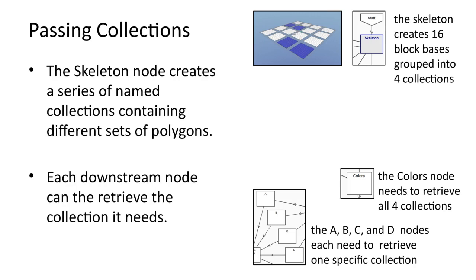Let's focus on the data being passed from the skeleton node down to the other downstream nodes. The skeleton creates 16 polygons, grouped into 4 collections. The A, B, C and D nodes each need to retrieve one of these collections. The colors nodes need to retrieve all 4 collections. We need to define our attributes to ensure that we can either get a specific collection, or get all collections of some type.